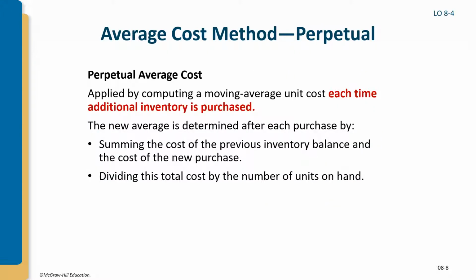Under the perpetual system, now we're in a different inventory system. In the perpetual inventory system, we are removing inventory as we sell it. We're still going to remove it at its average cost, but we determine average cost differently when it's the perpetual system. And what we do is every time we add more inventory at each purchase, we recalculate an average unit cost.